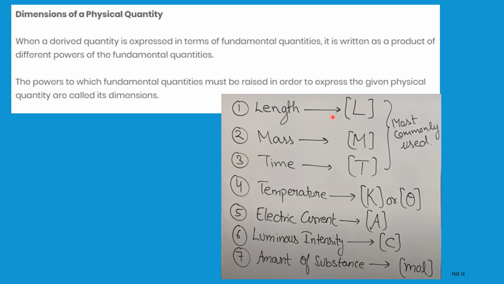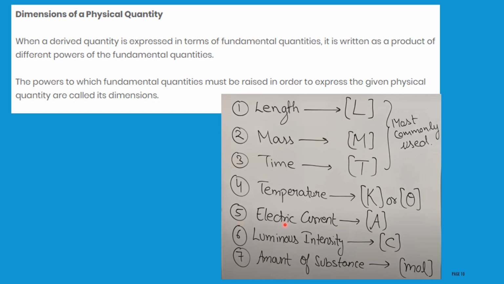For length, we will use the symbol L. L is used to represent the dimension of length. Then mass, capital M. These you have to put inside a square bracket. Then the third one, time. For time, we will use the symbol capital T. Then temperature, we will use kelvin. Kelvin is the SI unit of temperature. We will use one symbol, K or theta. Both can be used.